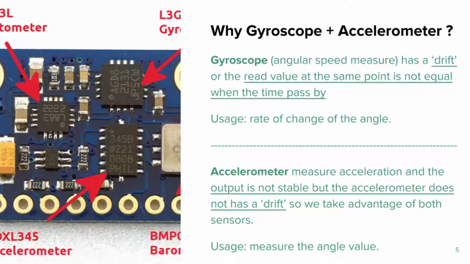The reason we use a gyroscope with an accelerometer is because, first, the gyroscope has a drift. The output value at the same point is not equal when time passes by. The gyroscope measures the rate of change of the angle, while the accelerometer measures acceleration, but its output is not stable. However, the accelerometer does not have a drift, so we take advantage of both sensors. We use the accelerometer to measure the angle value.